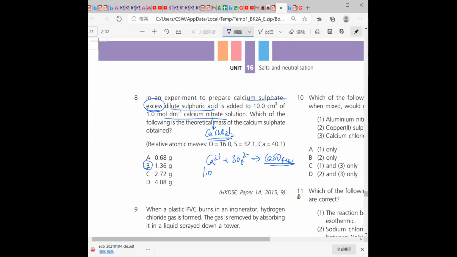Okay, so you may simply do the multiplication, and you can get the number of moles, and use this to project the number of moles of calcium sulfate. Okay, and you are going to times the molar mass, and you can get the answer is 1.36 grams of calcium sulfate. Okay, is that clear? So I can see most of you have got it, B.